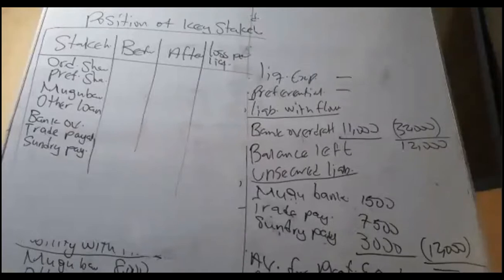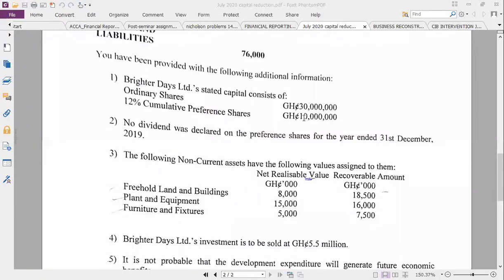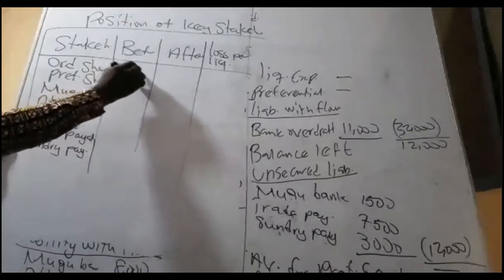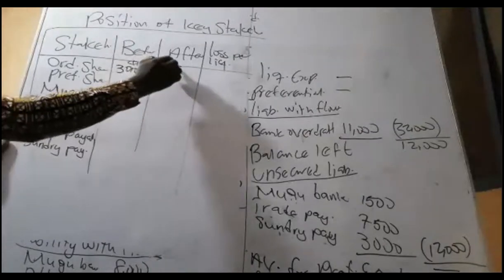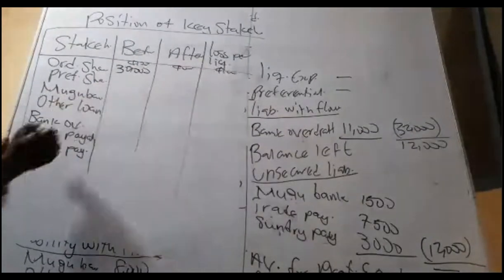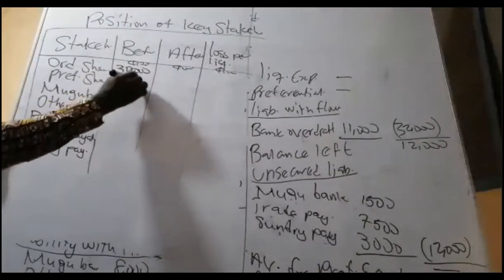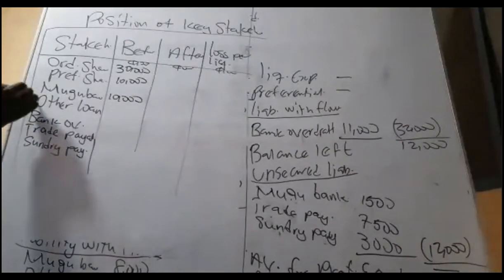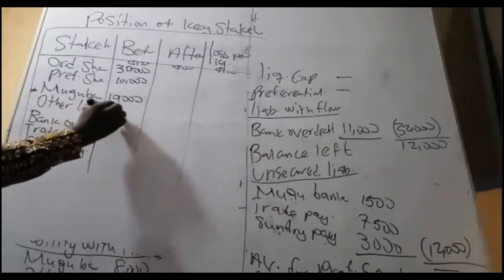So position before ordinary shareholders, what's the value? Ordinary shares, their value is 30 million, so that's 30,000. Preference shares, 10,000. Don't forget your three zeros. Mugu Bank, they give 10,000, so their position is 10,000. The loan that they give to the company is 10,000. Other loan, we said that is 13,000.